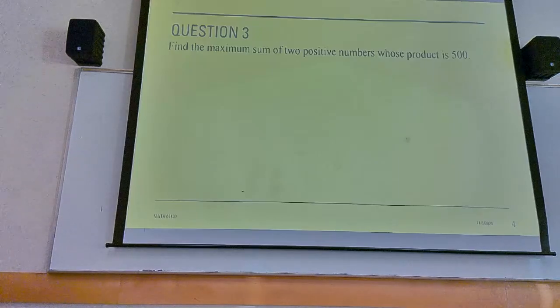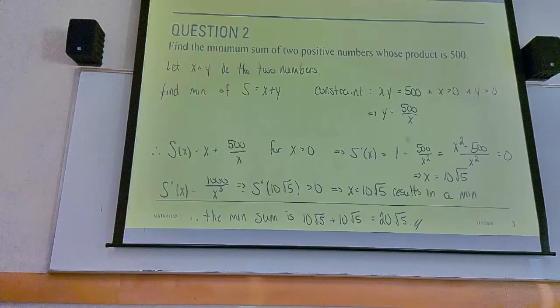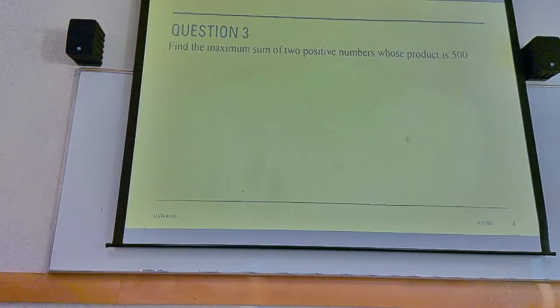So close. You're so close. You have to put it all together. You're right, there's only one critical point, which resulted in a min. So what does that mean about this problem?